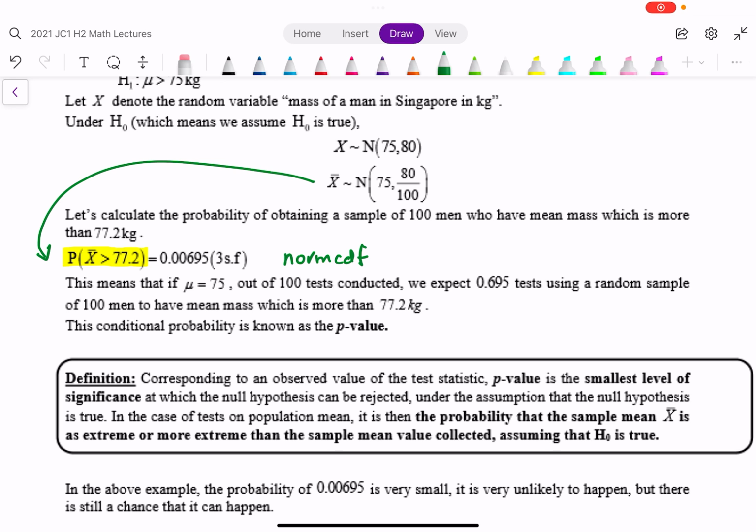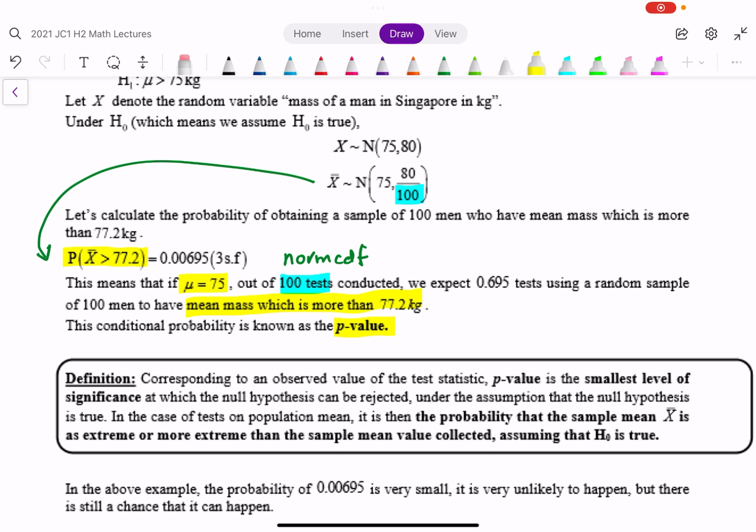Okay, so what does this probability mean? This probability means that if the population mean is 75, which is what my H0 is saying, then out of 100 tests that we conduct, where 100 is my sample size, we will expect a percentage of 0.695 that the mean mass is more than 77.2. And this probability is what we call the p-value.